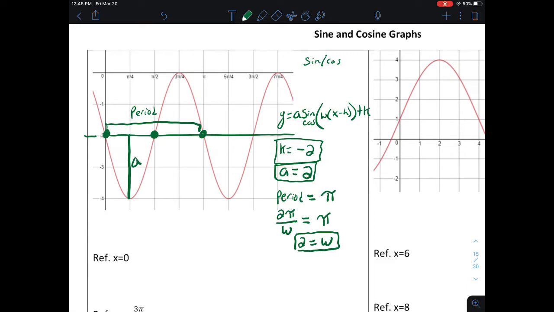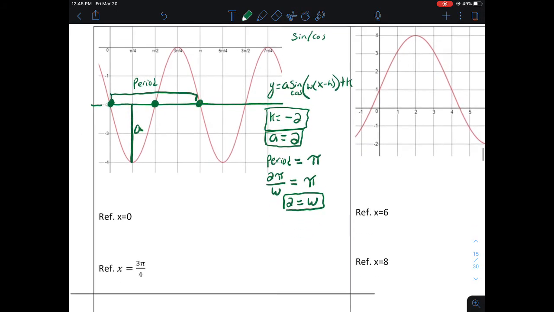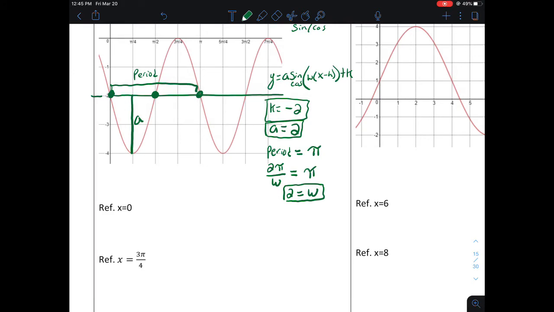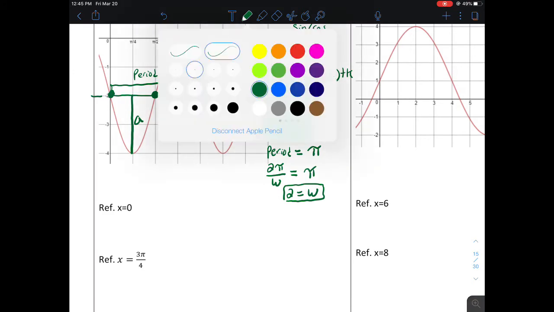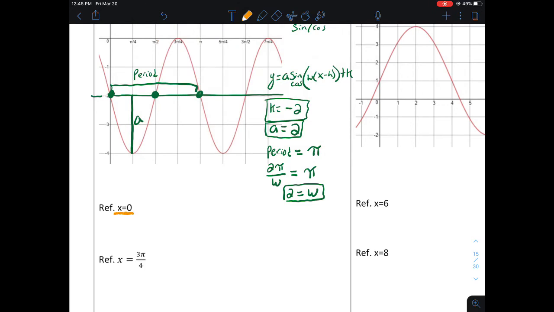Now that I have those 3, I'm ready to start trying to write the equation. I have picked a couple of reference x values to help us do this. The first one is the reference x value of x equals 0. I go to x equals 0, look on the curve, and classify the kind of critical number that is. Well, that's a midline. Since I'm basing my function off a reference x value that's a midline, we want to use sine, because sine starts at its midline.